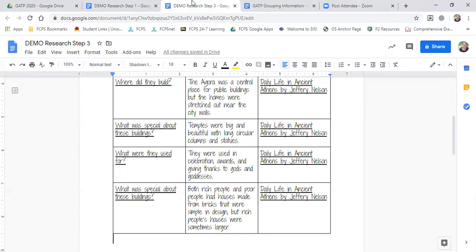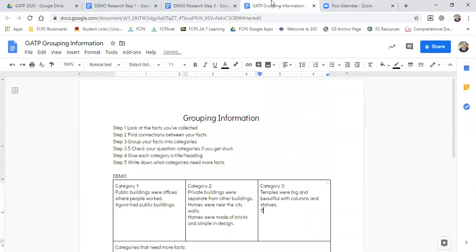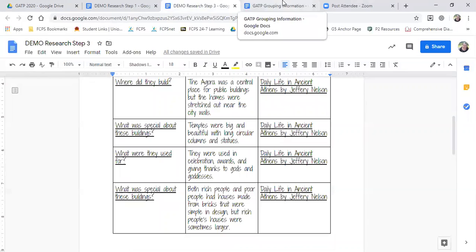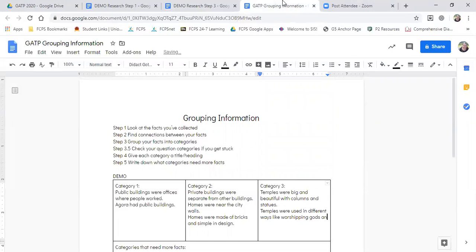They were used in celebration, awards, and giving thanks to gods and goddesses. Temples were used in different ways, like worshiping gods and hosting celebrations.